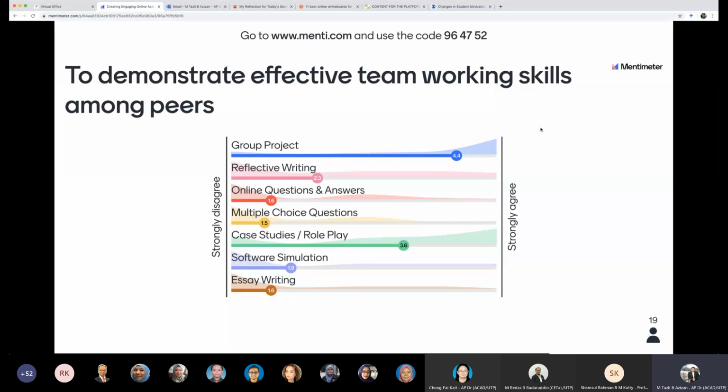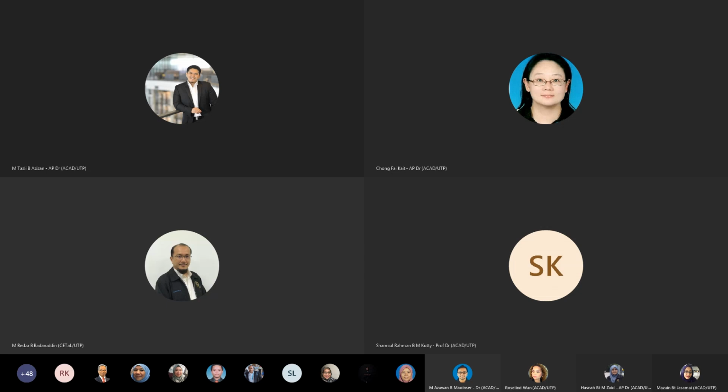But of course, reflective writing on its own cannot. But if it's coupled together with a group project, or with case studies or role play, that could be a strong tool that we could use in order for us to demonstrate effective team working skills among the students, among the peers. Okay, so let's go back. Sorry, let's go back to the slide.